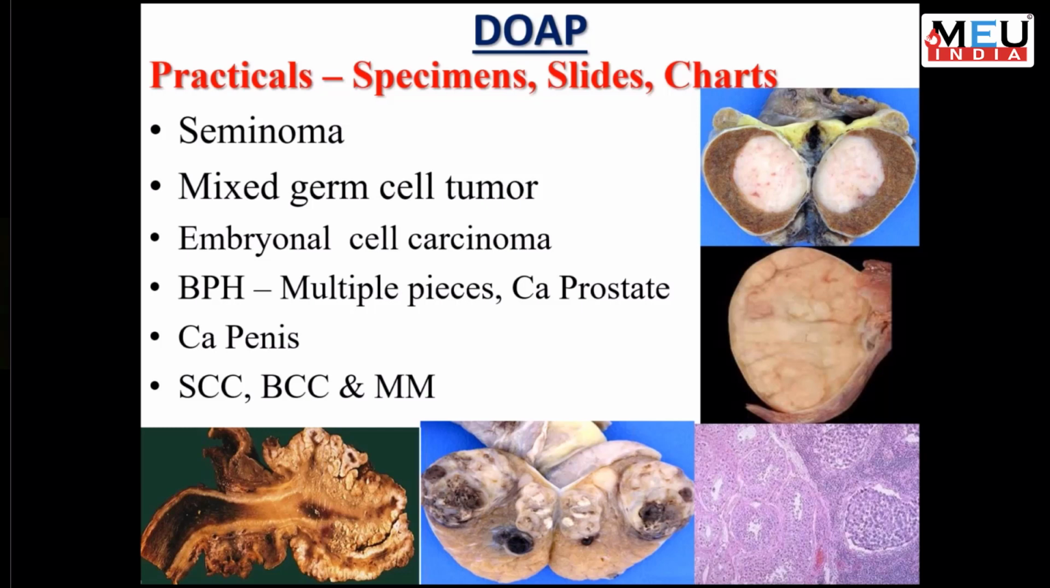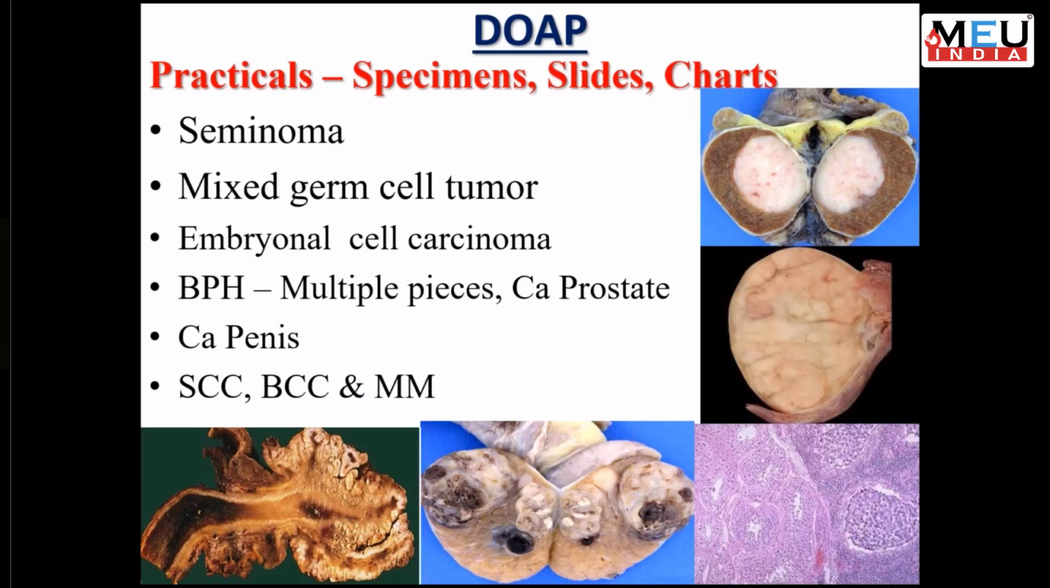We can get a photograph and show that this is a carcinoma prostate, showing the lobes and the tumor appearance. Then carcinoma penis, we will always get a sample. So a total penectomy or partial penectomy specimen showing a cauliflower-like growth we can show, and we can teach them during class practical hours. The last one is dermatopathology: squamous cell carcinoma, basal cell carcinoma, malignant melanoma.